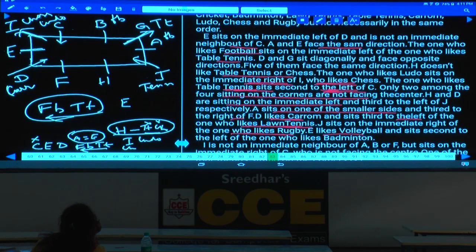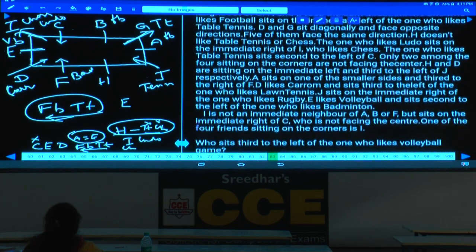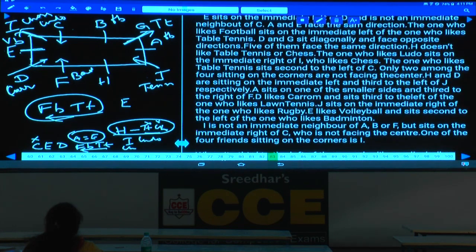E likes volleyball and sits second to the left of the one who likes badminton. This F must be badminton, isn't it? As F is badminton and this E is second, then whatever the other thing here, and sits second to the left. And whatever this H here, H is what? H is rugby or cricket. Why can it not be cricket here?